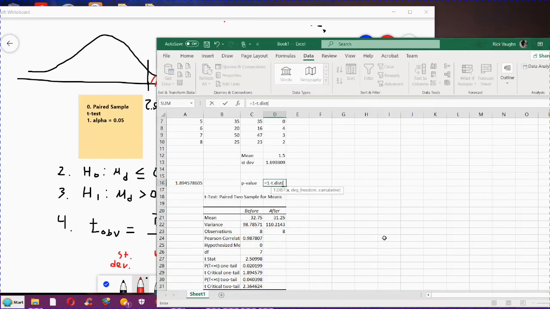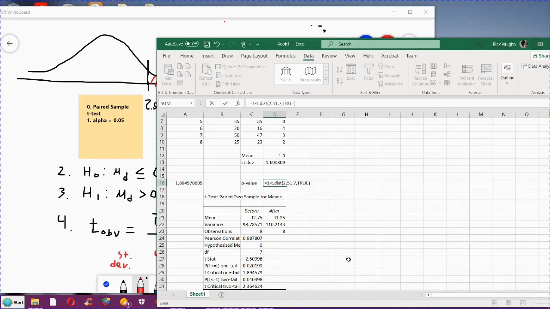So let's just type it in, 2.51. And then I want the degrees of freedom, which was 7. And then we can put that cumulative true or false. You can just click on it, or you can type the word true in all caps. And I'll press close parentheses. 1 minus t.dist, parentheses, 2.51. That was our t observed value. 7 degrees of freedom and true. And there you get that same p-value, 0.020198.